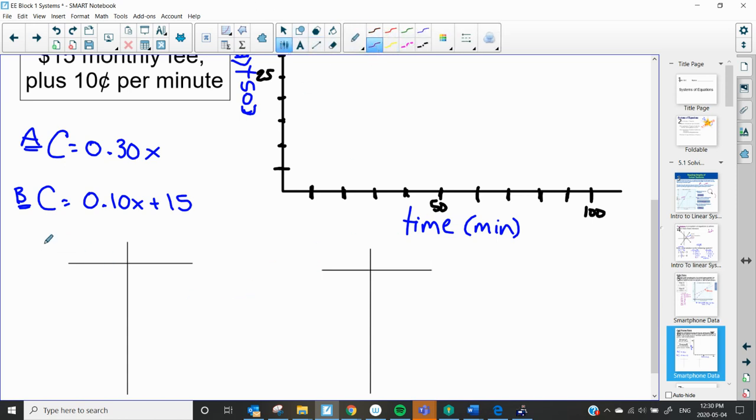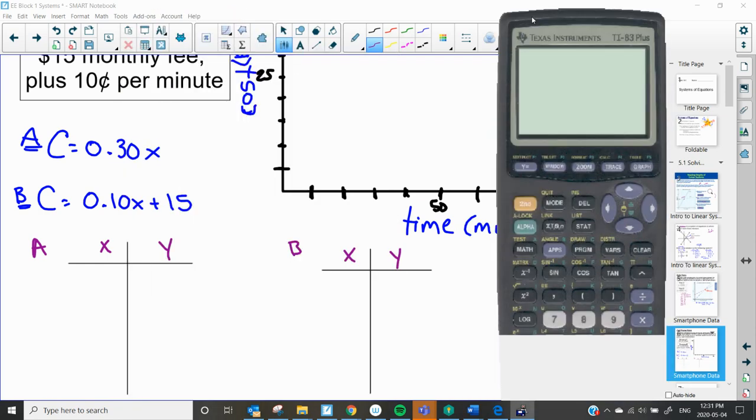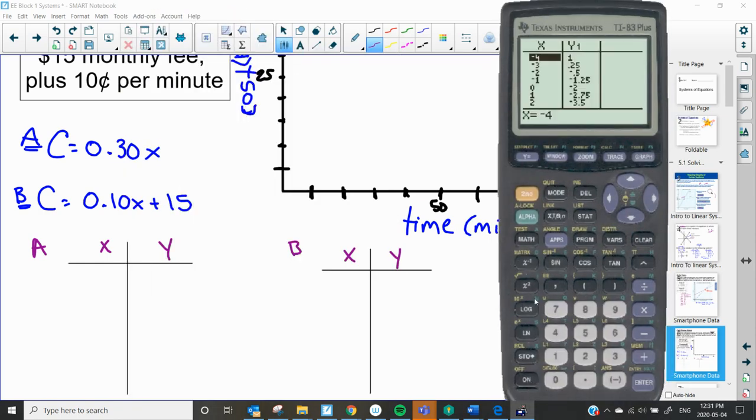All right, so plan A, we've got 0.30x, so 30 cents per minute, and plan B, we've got 10 cents per minute plus a $15 monthly fee. Now, again, you can calculate all of this out. We can also use our calculator to help us. So I'm just going to pull open my calculator and turn on the buttons here.